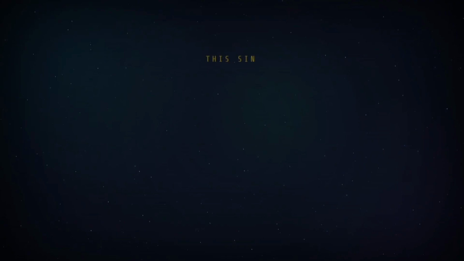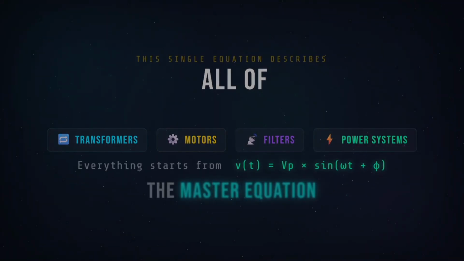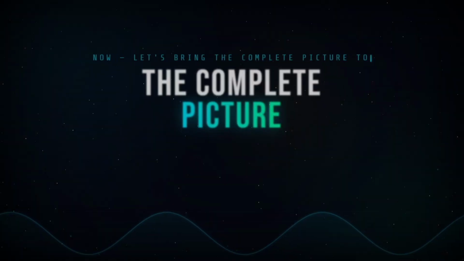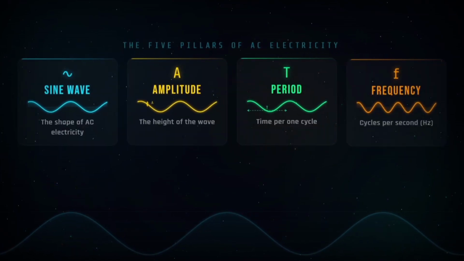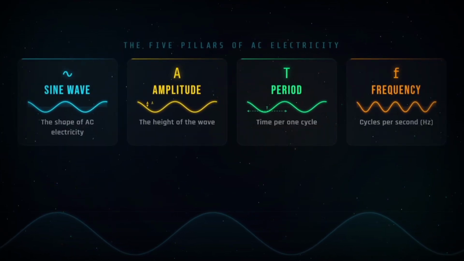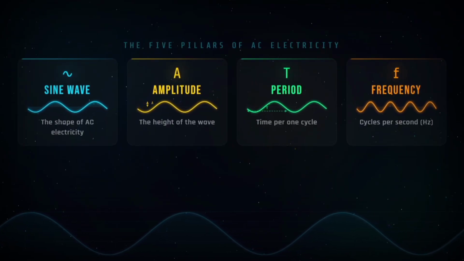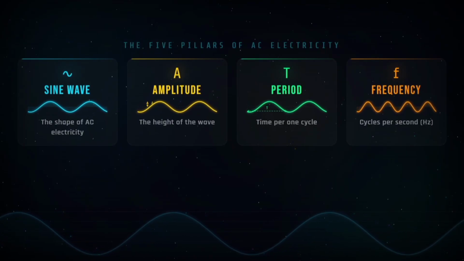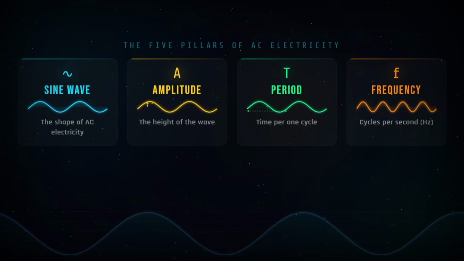This single equation describes all AC electricity. Everything, transformers, motors, filters, power systems, starts from this equation. Now, let's bring the complete picture together. Sine wave is the shape of AC electricity, amplitude is the height, period stands for time per cycle, and frequency is cycles per second. Last but not least, timing shift is given by phase. All these properties, together, completely define any AC waveform.